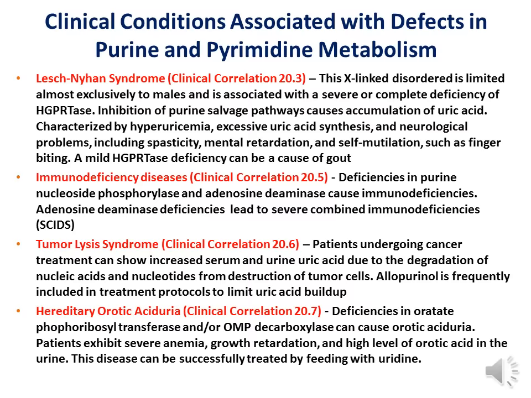Immunodeficiency diseases can result from deficiencies in purine nucleoside phosphorylase and adenosine deaminase. Adenosine deaminase deficiencies lead to severe combined immunodeficiencies, also known as SCIDs.